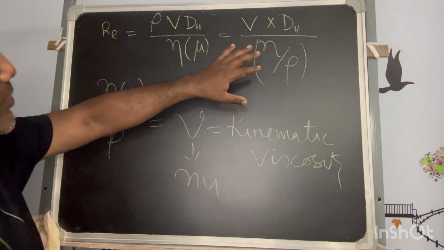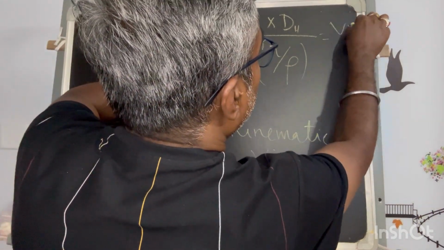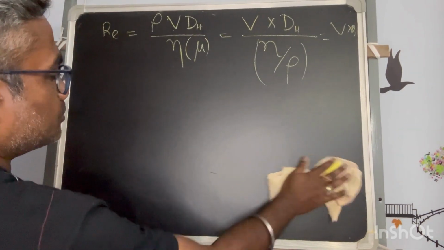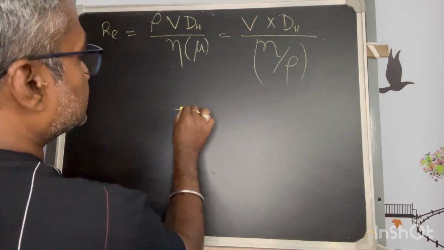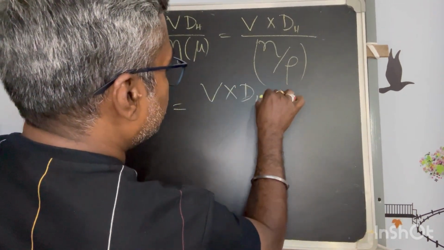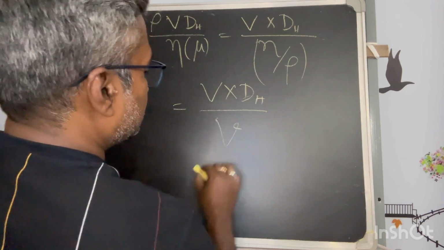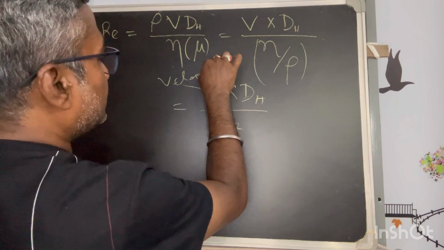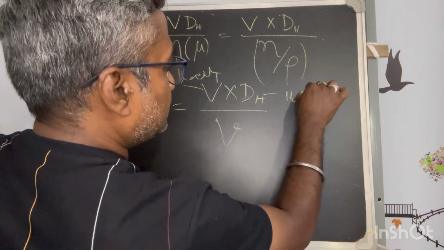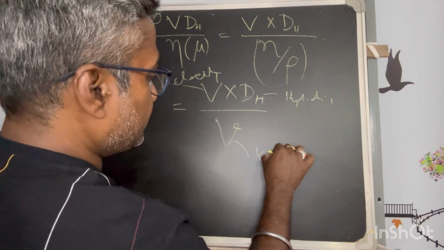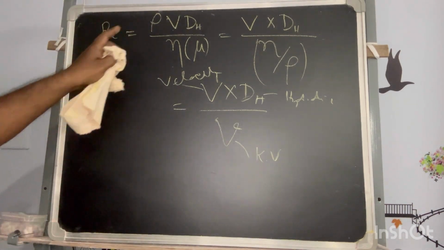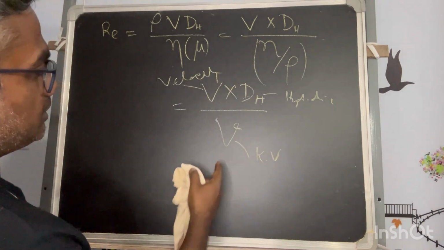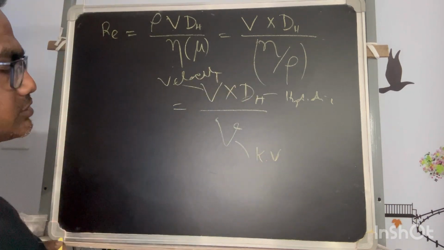Okay, this is your kinematic viscosity. Fine. So this can also be represented as V into dH, hydraulic diameter, divided by nu. So V is the velocity, you know it, this is the hydraulic diameter, and this is kinematic viscosity. So this way also the Reynolds number can be represented, in case the information is such that you will get these three, so we will get the Reynolds number directly.